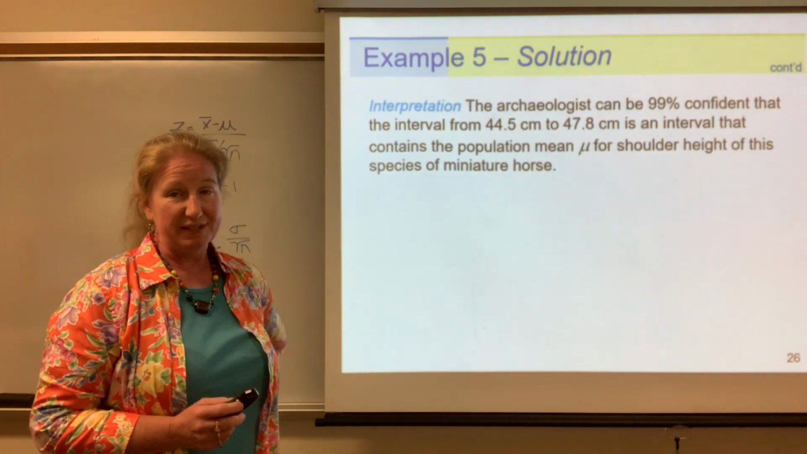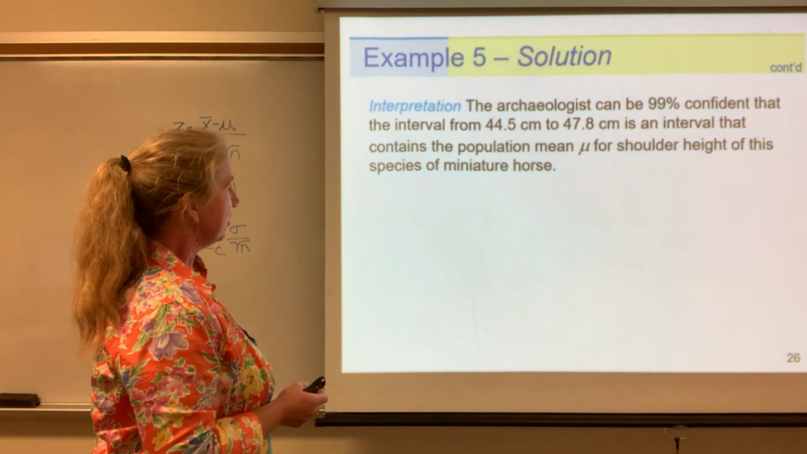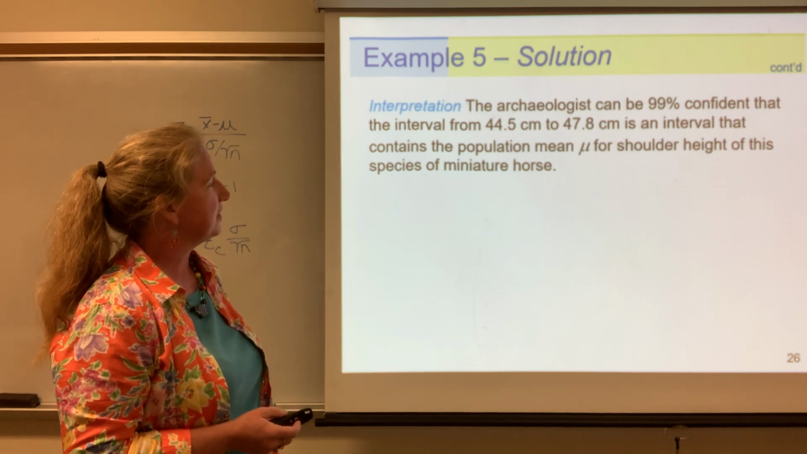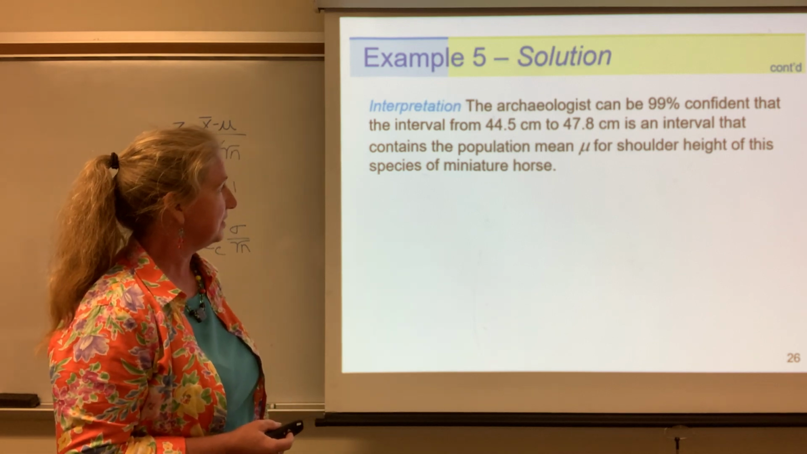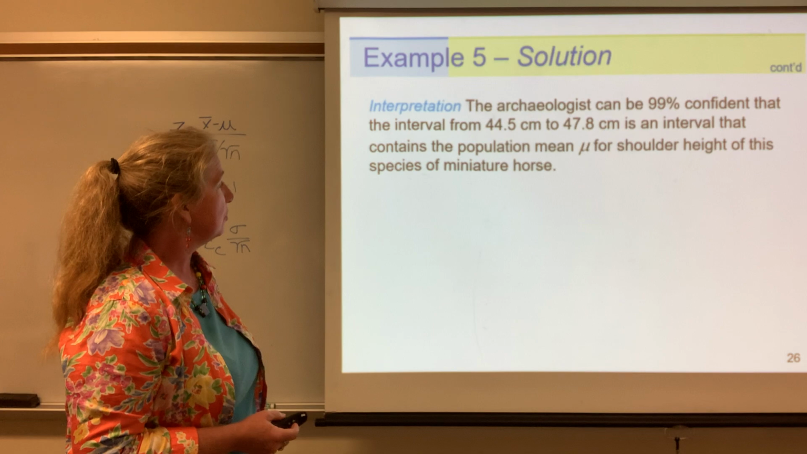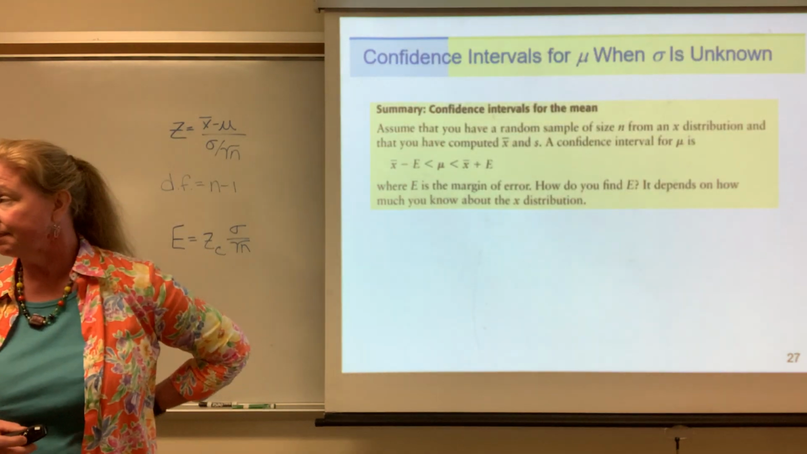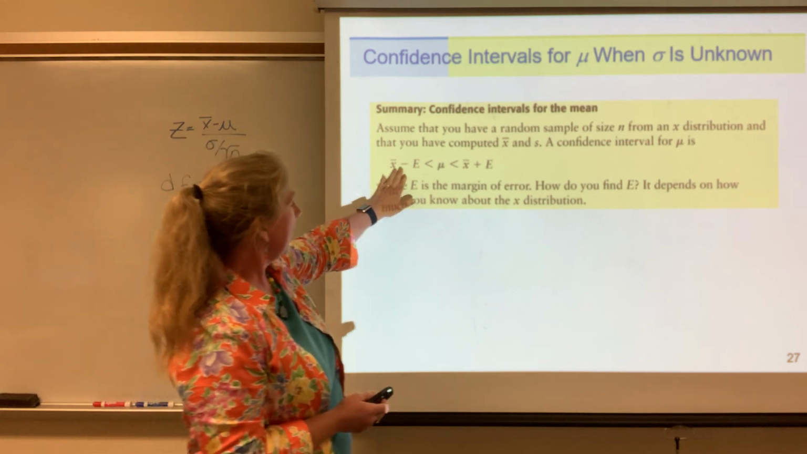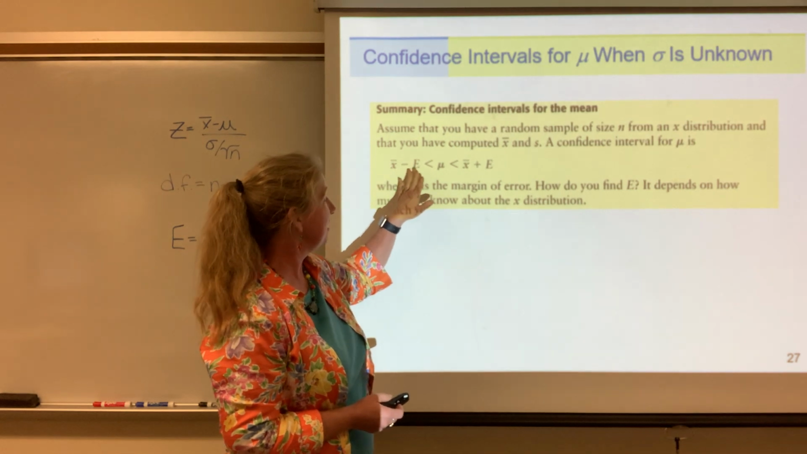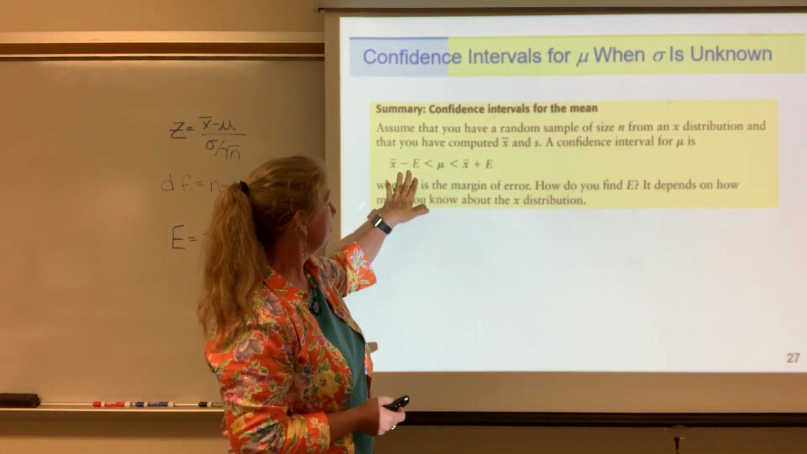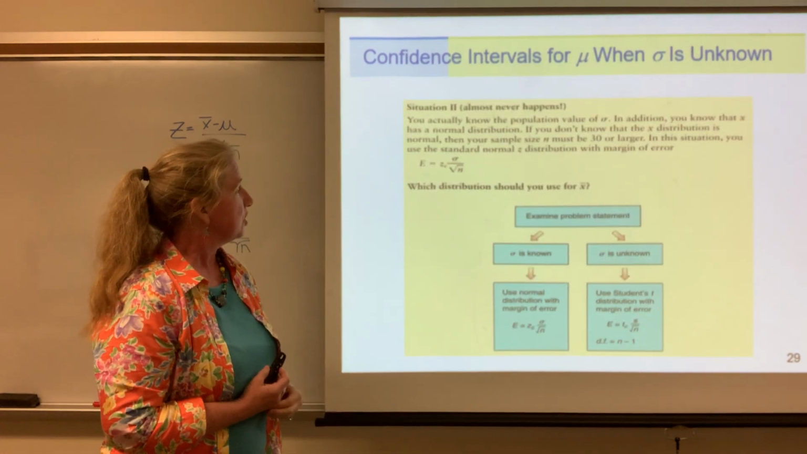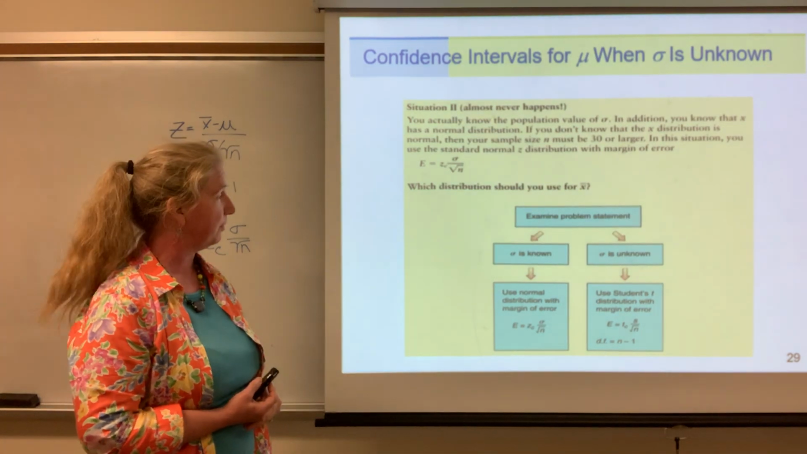All right, so interpretation, the why. Archaeologists can be 99% confident that an interval from 44.5 centimeters to 47.8 centimeters is an interval that contains the population mean mu for the shoulder height of this species of miniature horses. Okay, again, this is a confidence interval. When your homework or your test says confidence interval, we're taking a value less than mu, greater than mu, and making a range. So here is just a little diagram to help focus you.